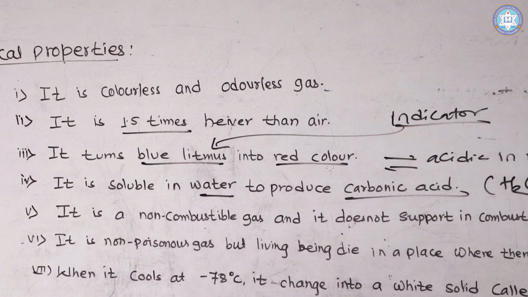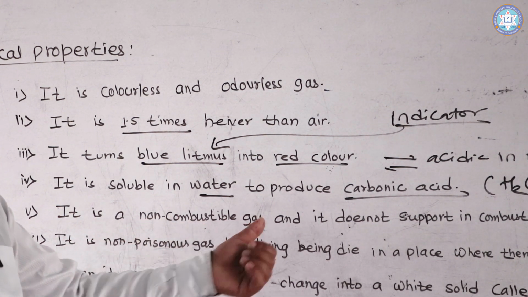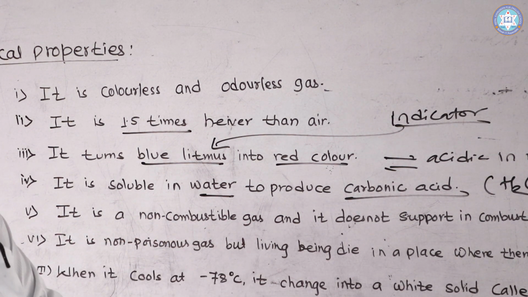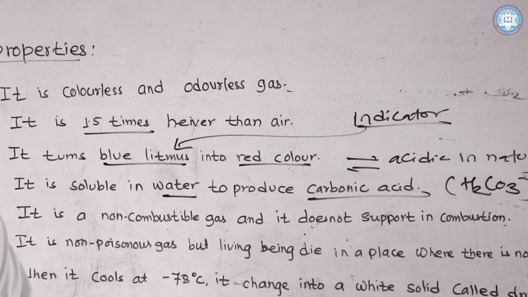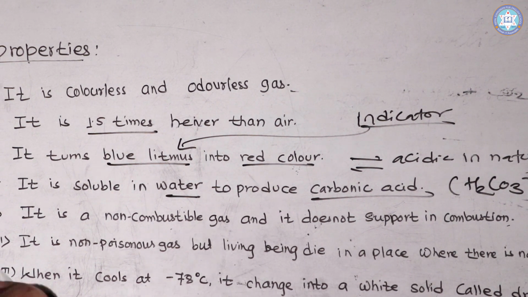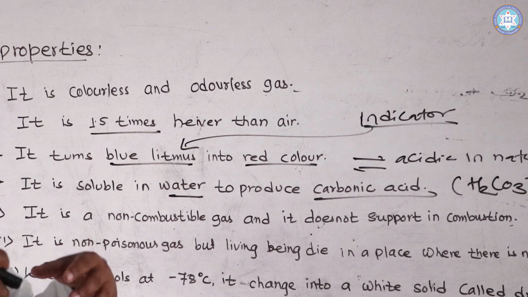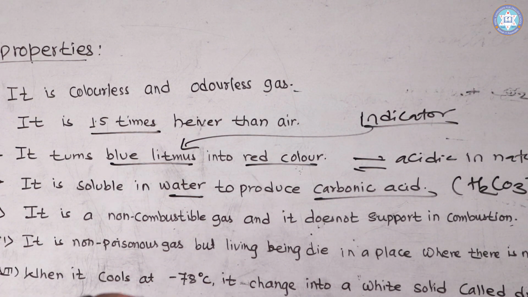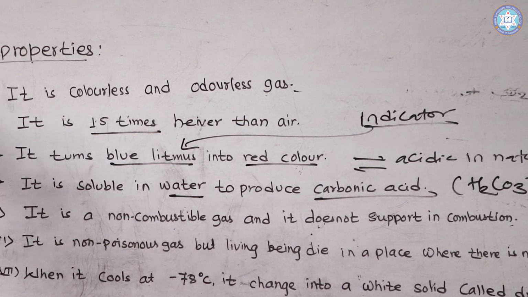Due to this acid formation, and in point number 5, it is a non-combustible gas and it does not support combustion. Neither does it burn nor does it help in the burning process. न त यो आगो बल्छ जल्छ न त अरूलाई जलाउनलाई नै मद्दत गर्छ। This is one of the most important physical properties of carbon dioxide gas.